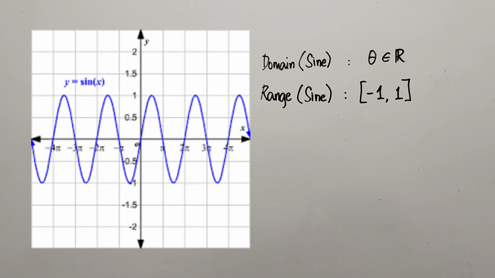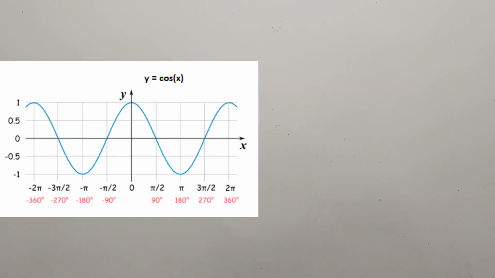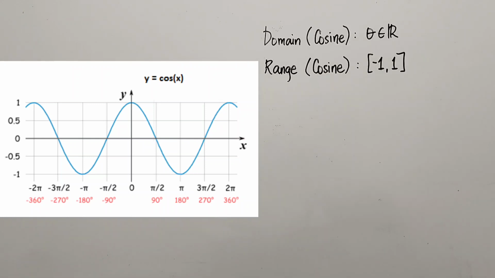Let us now proceed to the cosine function. For the domain, look at the x-axis. The same case as with the sine, the graph extends in both directions. Therefore, the domain for our cosine function is the same as with our sine. For the range of the cosine function, the highest point on the y-axis is positive 1 and the lowest is negative 1. With that, the range of our cosine function is a set containing negative 1 to positive 1, including the two numbers. We will now proceed to the graph of our tangent function.